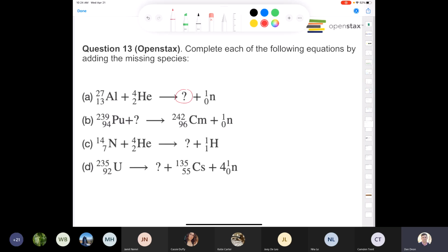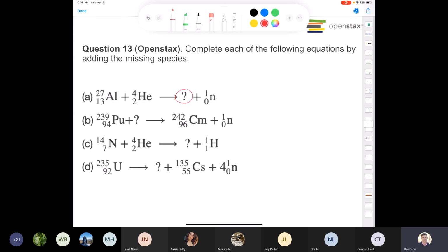I can't help myself. Can anybody solve for the missing isotope where it has the question mark? I'll just give you guys a second if anybody can solve for this. Does anybody have an idea what is in the question mark that I have in the red circle?